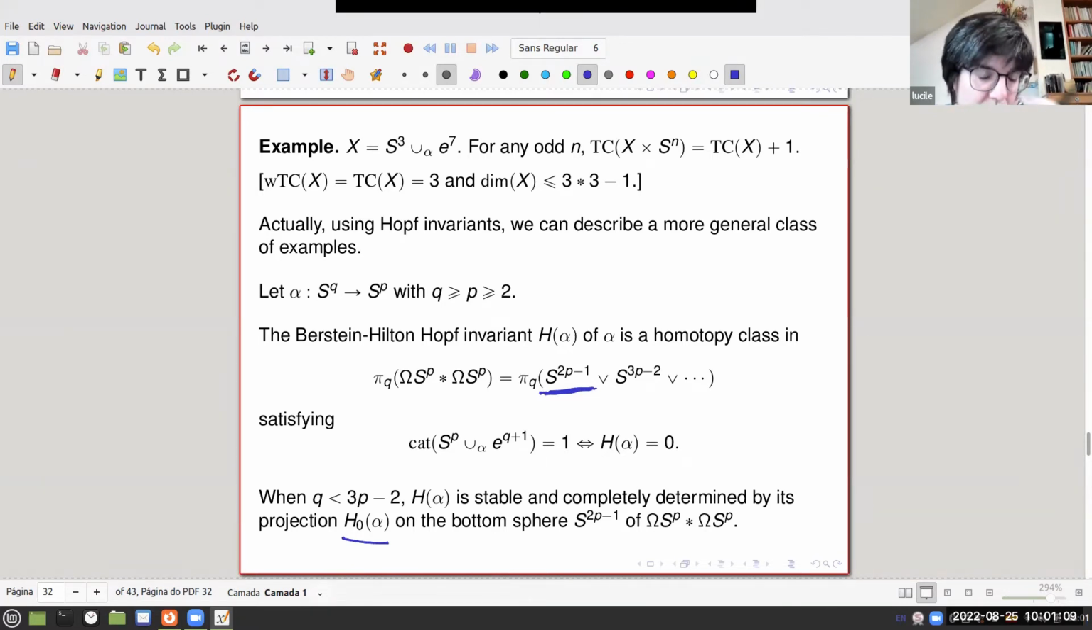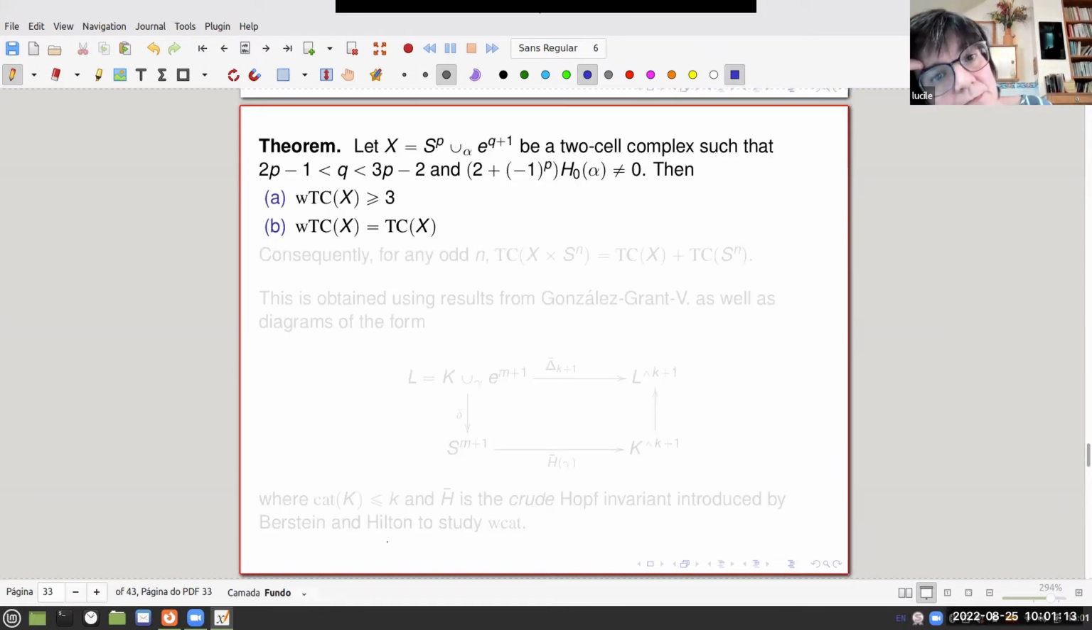Now we can state the following result: if X is such a two-cell complex, such that K is greater than 2P minus 1 and less than 3P minus 2, and on this condition H0 of alpha is not zero, so the category of X will be two. But not only that, also multiplied by this number here, 2 plus minus 1 to the power p. If this is not zero, then we can say that weak TC of X is greater than or equal to 3, and weak TC of X is equal to TC of X. Here two values are possible, 3 or 4, but in any case they are equal.